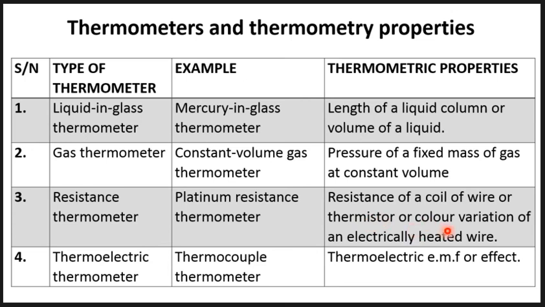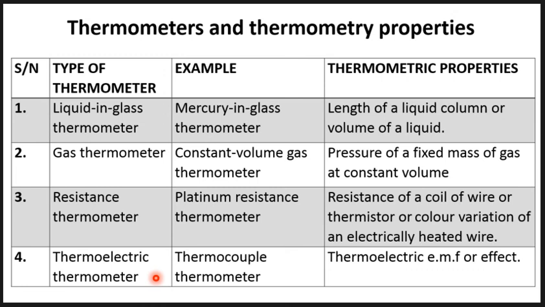Then we have color variation of an electrically heated wire. So all these are the thermometric properties for a resistant thermometer. Let's take a look at the last one right there. We have the thermoelectric thermometer. In fact, this name alone has explained what the thermometer is all about.